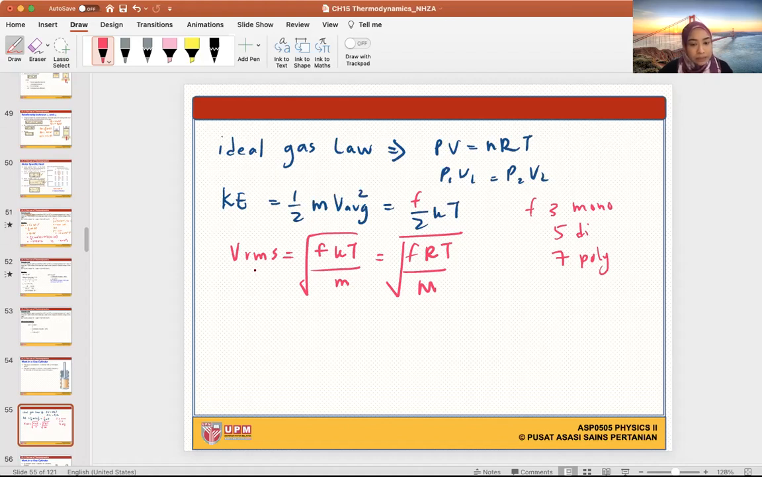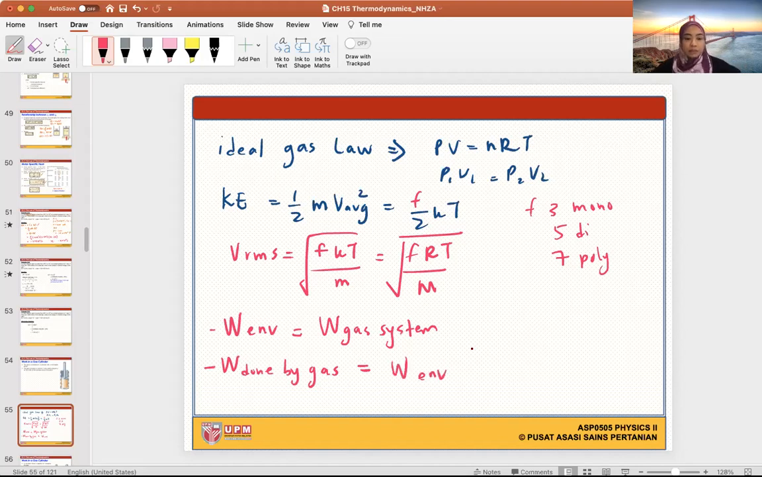And then we learned about VRMS, and then we learned about, what was it? Apa kita belajar lepas tu? Lepas KE, kita belajar work done, right? We learned about work done. We learned about work environment. If the environment loses energy, it actually goes to the gas system. Or if the gas system is doing work done by gas, it means that the gas is losing energy and this energy goes to the environment.